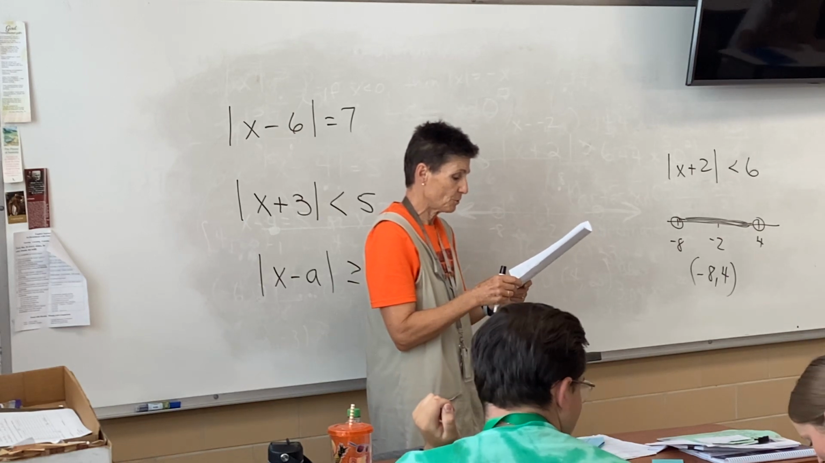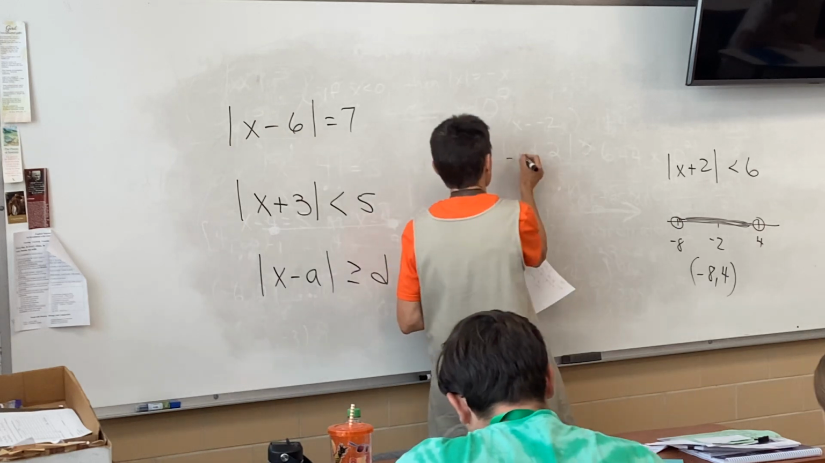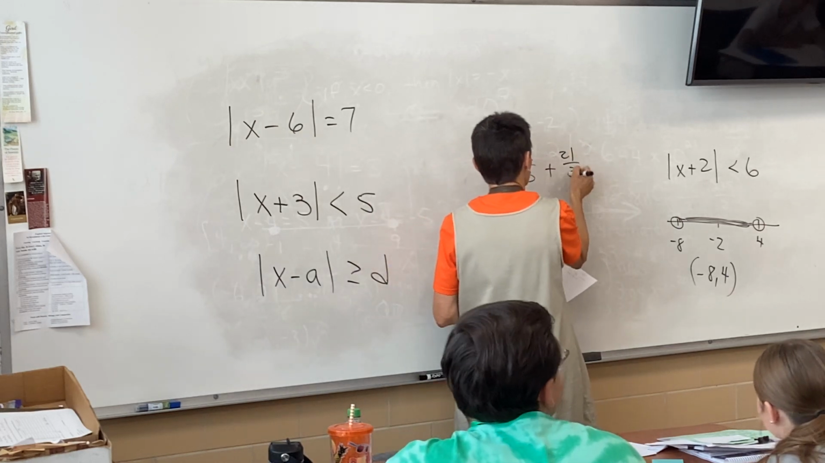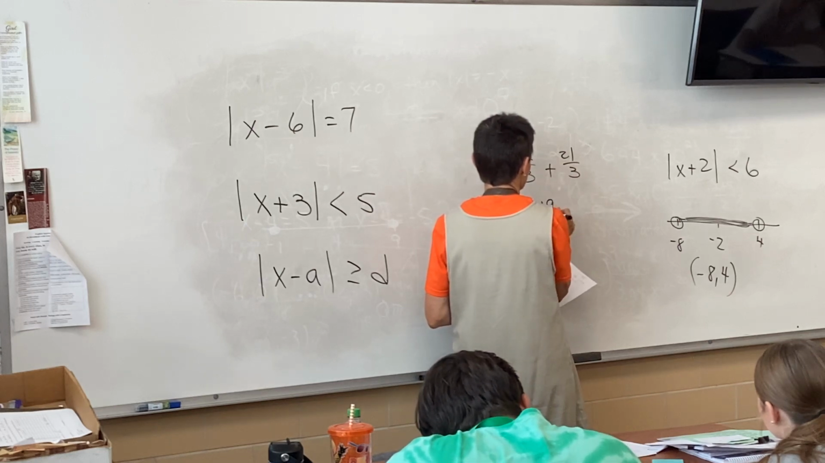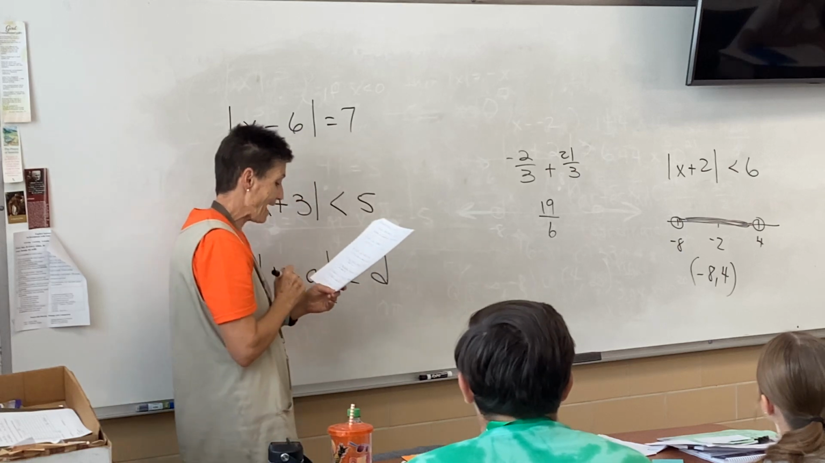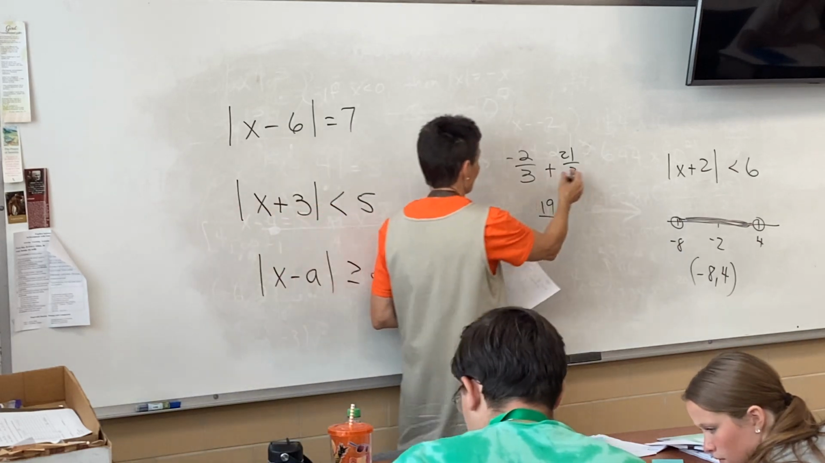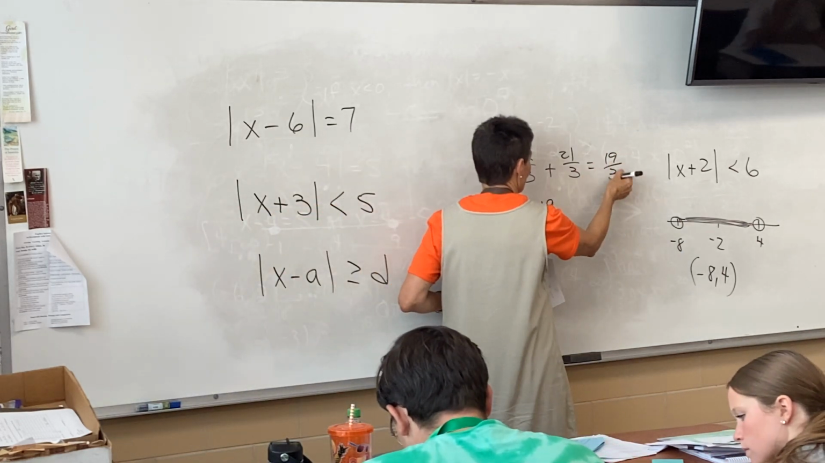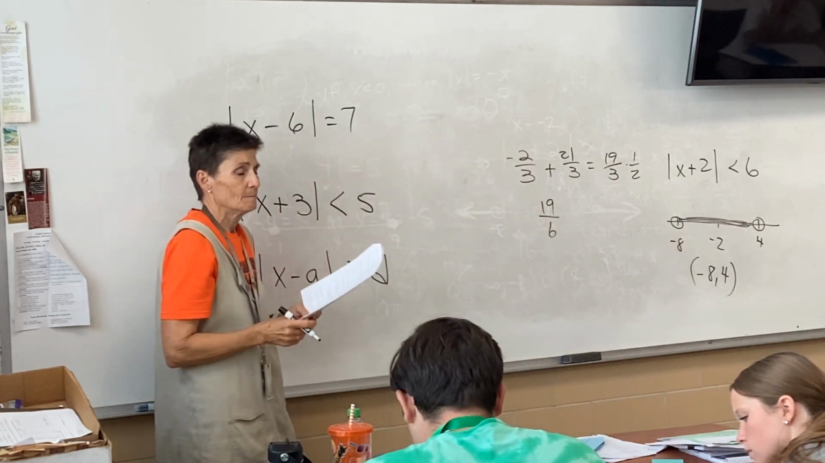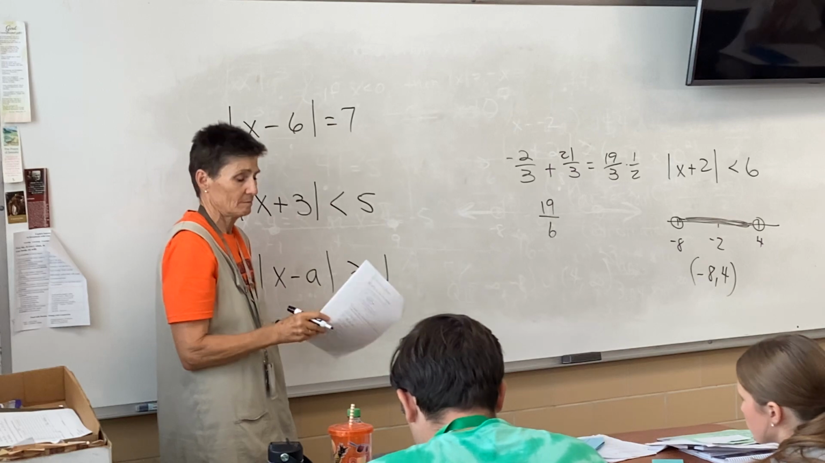Midpoint of negative 2/3 and 7. Oh goodness. Who wrote these problems? Would that be 19/6? Double check my arithmetic. If I add negative 2/3 and 7, I get 19/3, but then I have to average it, so divide by 2. Does that look okay to everybody?